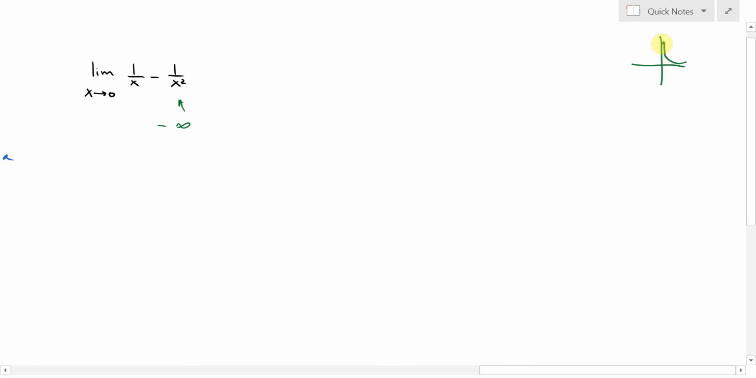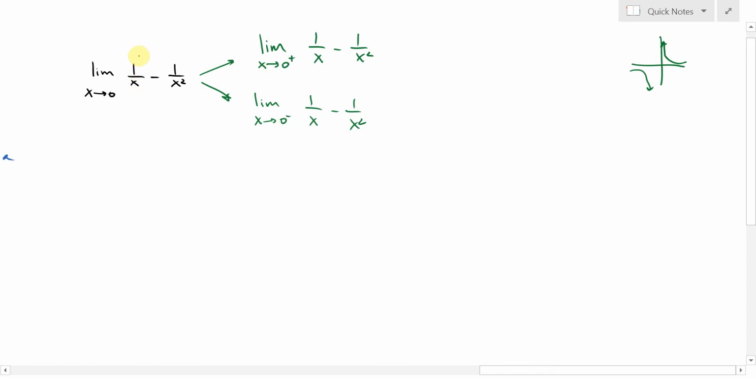Well, it depends. Am I coming from the right? Because if I'm coming from the right, this would be infinity. But if I'm coming from the left, 1 over x is negative infinity. So the moral of the story is, I should probably break this up right now from the get-go into two separate problems, the left and right hand limits separately, and check what happens in each case. So we'll consider the limit as x approaches 0 coming in from the right of 1 over x minus 1 over x squared, and the limit as x approaches 0 coming in from the left of 1 over x minus 1 over x squared.